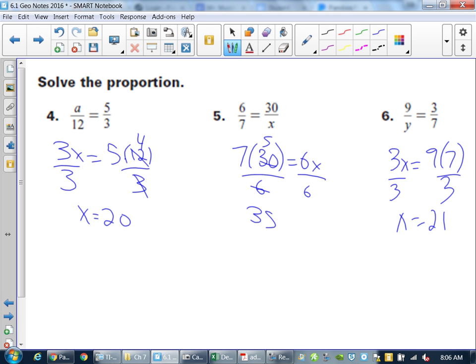How did you get 3x plus 9 times 7? I cross multiply. Fraction equal fraction, you cross multiply.